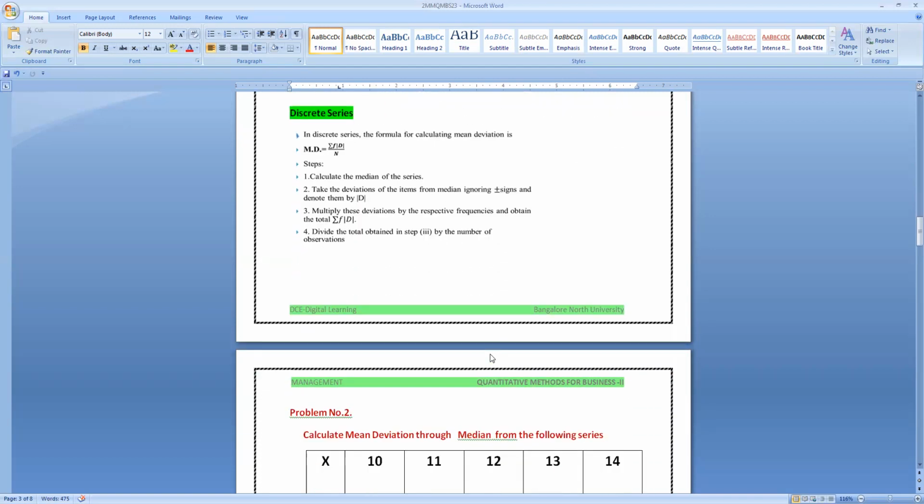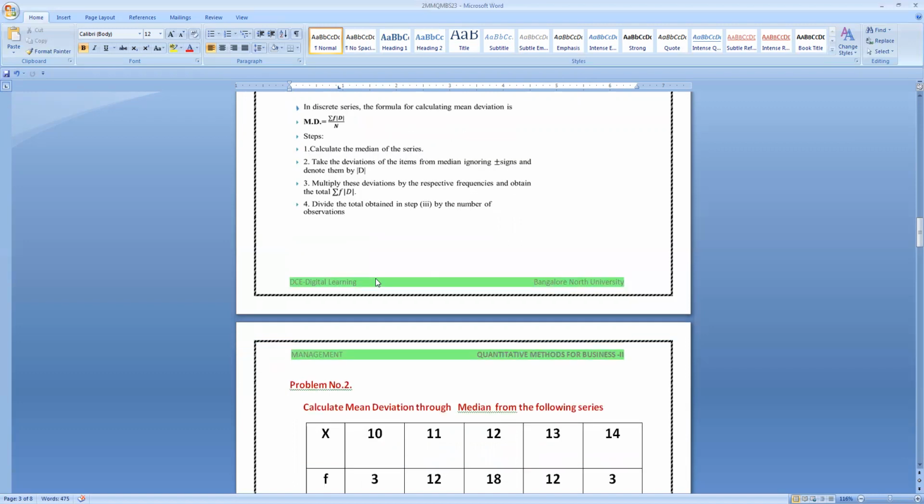Let us see how to calculate under discrete series. Under discrete series also, only the deviation value changes: it is not sigma d, it will become sigma fd by n. So, see the question thoroughly; the deviation has to be taken from which average should be clearly understood in the question. If they ask to calculate by mean, median or mode, the same average has to be calculated. Second, we should ignore the signs during the deviation. Then we multiply by frequency to get sigma fd, then divide sigma fd by the number of observations for the calculation of mean deviation in absolute terms.